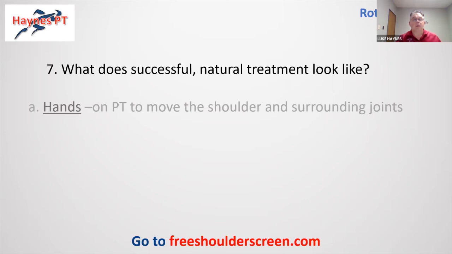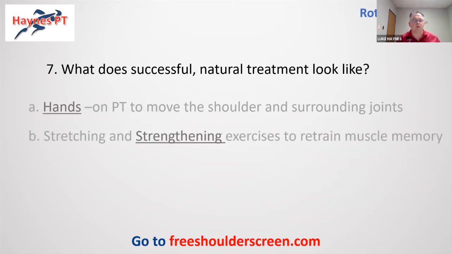Number one, you have to have some hands-on PT to move that shoulder and the surrounding joints. If we don't put our hands on it and make some corrections to the mechanical issues that are going on, either in the neck, collarbone, first rib, shoulder blade, we have to make a mechanical change in that. And that can be from simple mobilizing the joints, and in some cases it can be a little bit more aggressive adjustment or manipulation, if you will. So you have to have some hands-on treatment.